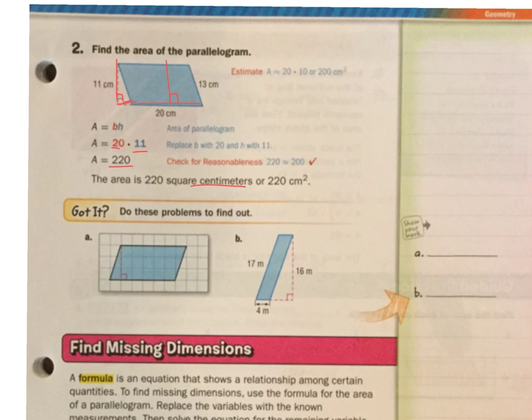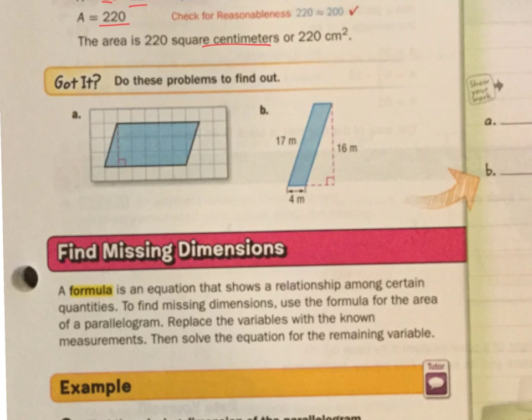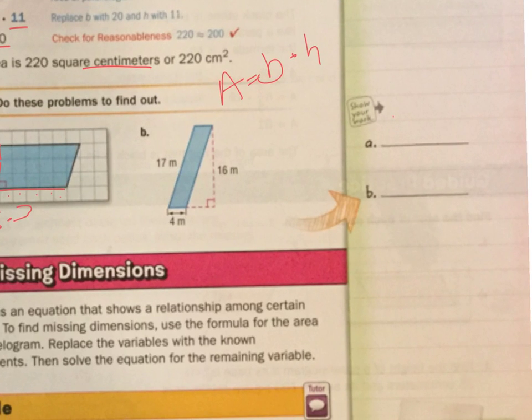Okay, let's see if we've got it. Let's do these two. So I'm going to remember my formula. Area equals base times height. My base on this one is going to be 1, 2, 3, 4, 5, 6. 6 times my height, which is 1, 2, 3. 6 times 3 is going to be 18, and it's units squared.